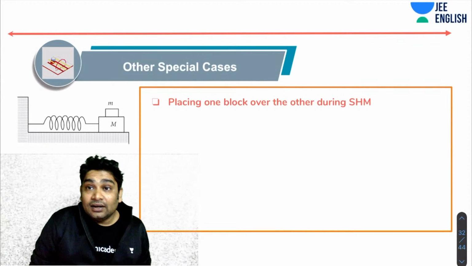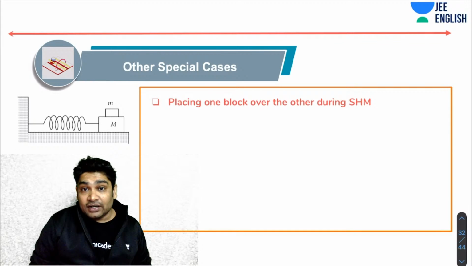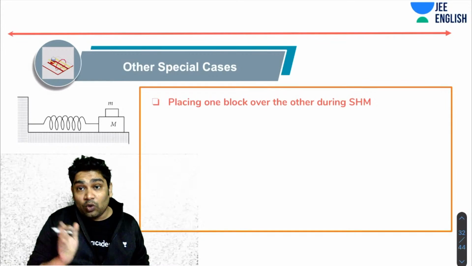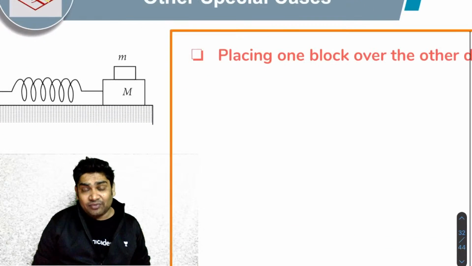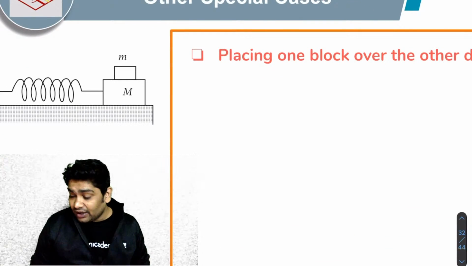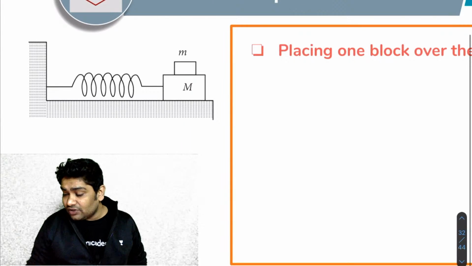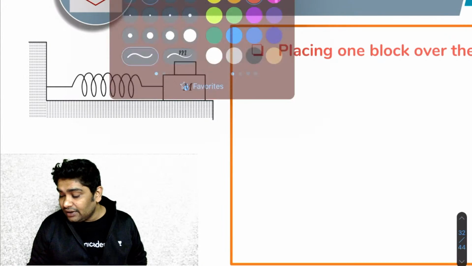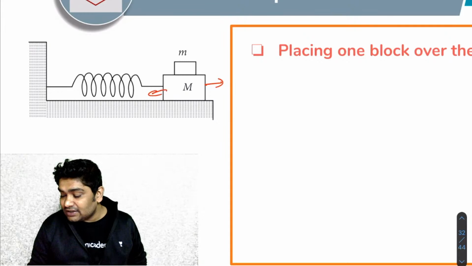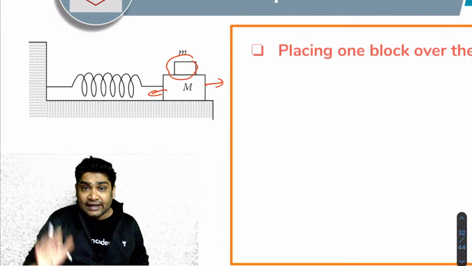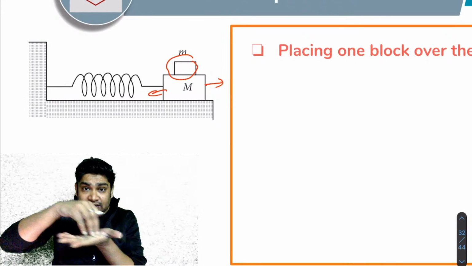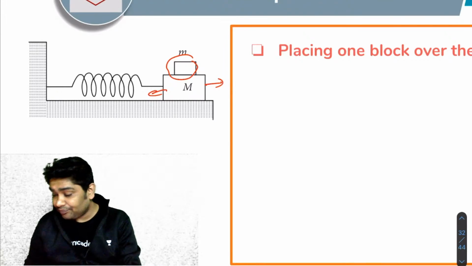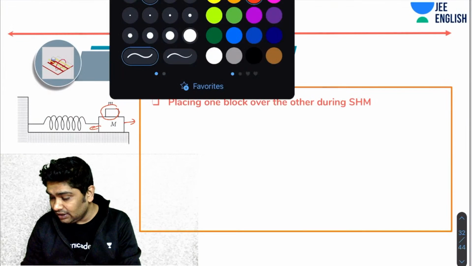Now, another special case that I wanted to discuss was placing one block over another during SHM. This is another kind of problem that has been asked often. Imagine this is a block which is performing SHM, and during its motion, you place this other block on it gently, such that the moment you keep it, the two stick together.